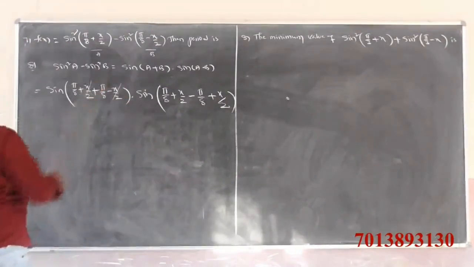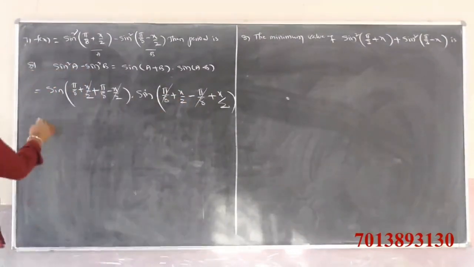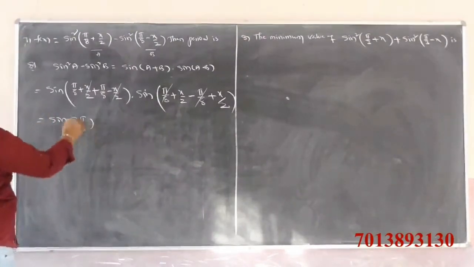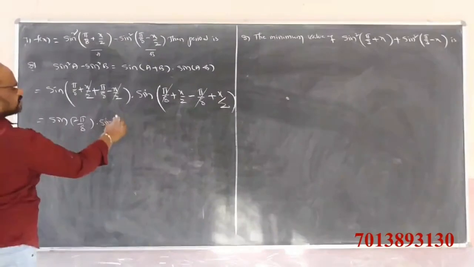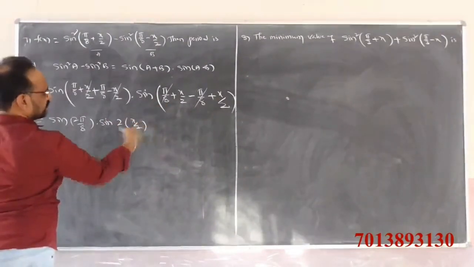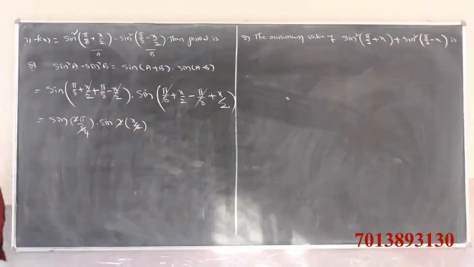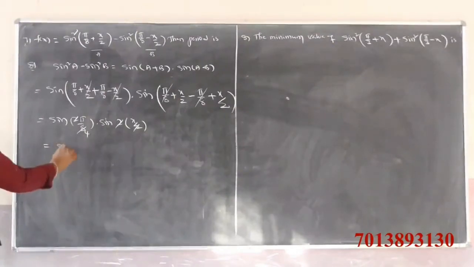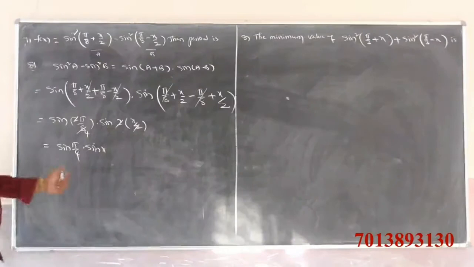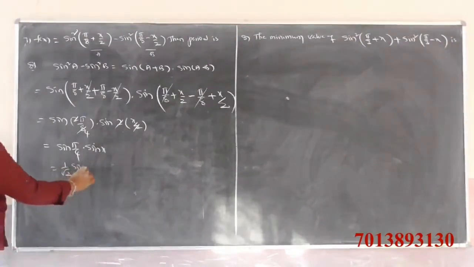Clearly, x by 2 and x by 2 get cancelled, and pi by 8 and pi by 8 get cancelled. We get sin 2 pi by 8 into sin 2 times x by 2. Clearly, the 2s and 2s cancel. That is equal to sin pi by 4 into sin x. The value of sin pi by 4 is 1 by square root of 2, into sin x.